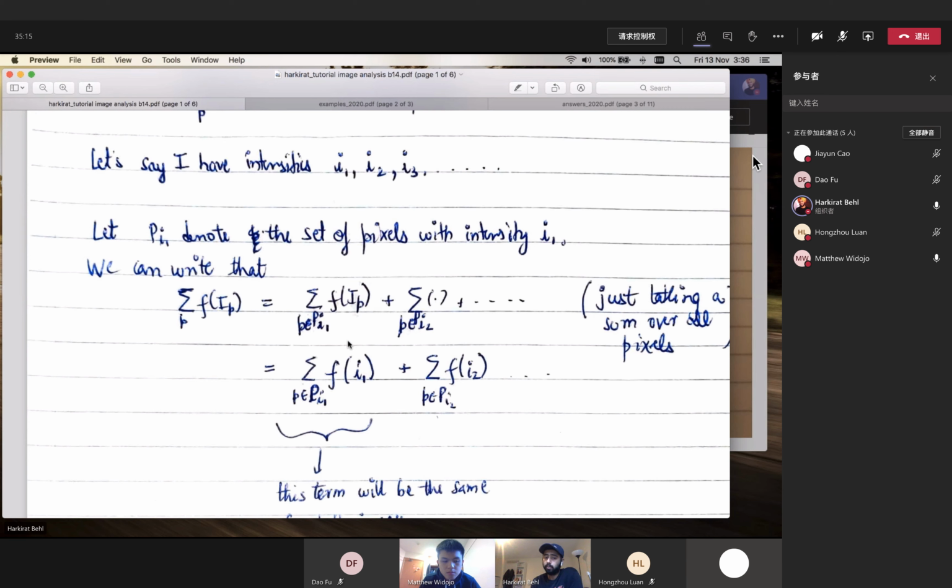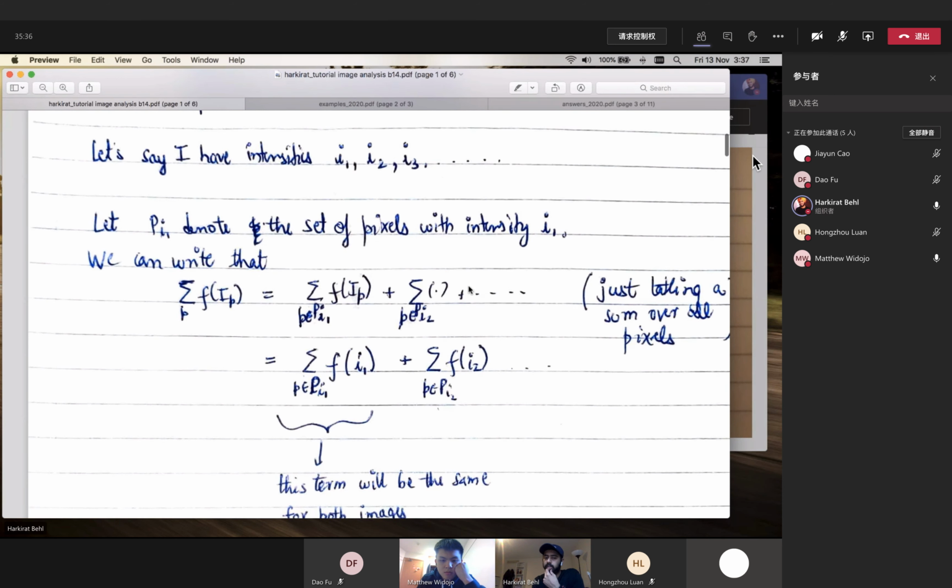And why can I write it like this? The reason I can write it like this is that in this way also each pixel is counted once and exactly once. Every pixel is counted because every pixel will have a place in the histogram, and every pixel is counted only once because it will have either intensity I1 or intensity I2. So this is how I write the summation. This is for the discrete case. If you want to generalize it to the continuous case, you'll have an integral here.